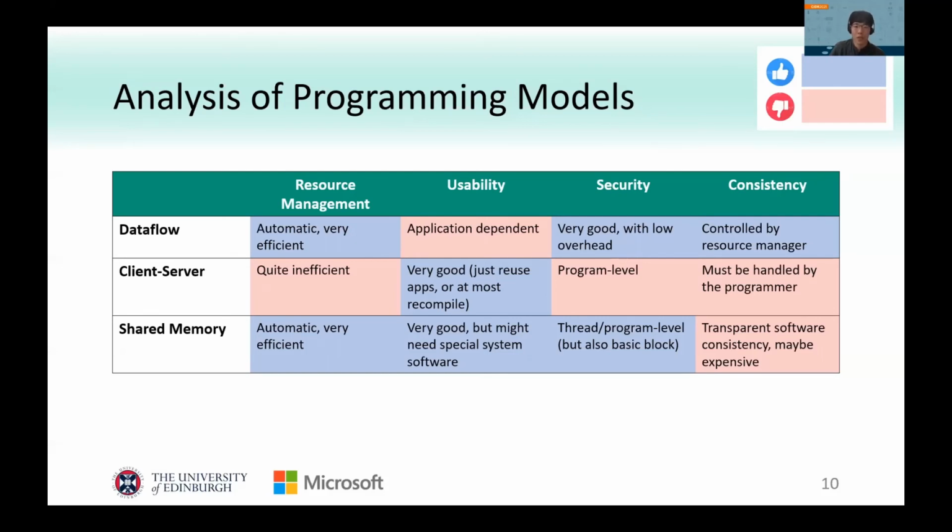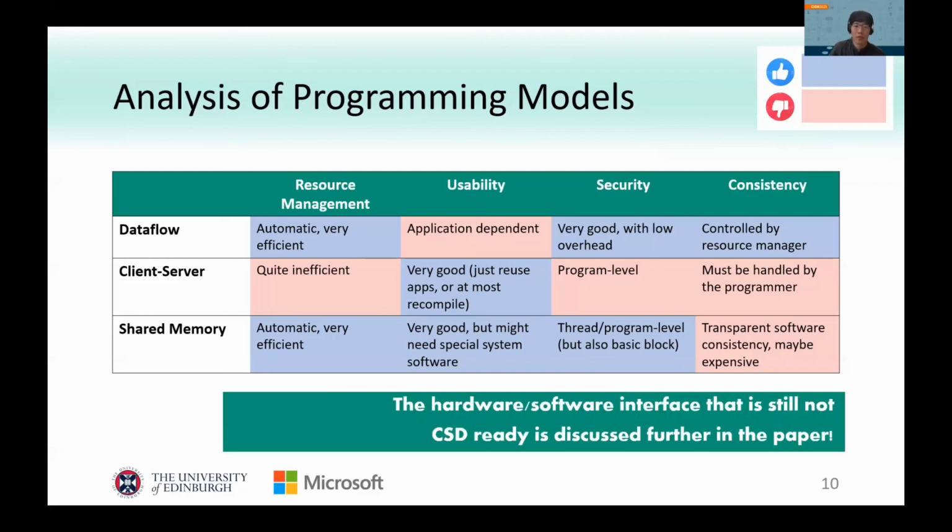Due to the time constraint, I won't explain all the details contained in this summary, but here, the blue cell indicates relatively positive, and the red cell, on the other hand, represents relatively negative. So as you can see in this table, we believe that there is no one-size-fits-all programming model that works for all kinds of applications. If you are interested in more in-depth discussions about this, please see our paper. Also, the paper includes discussions about how to deal with hardware and software interface matters.